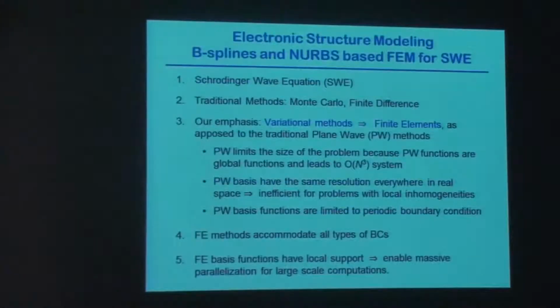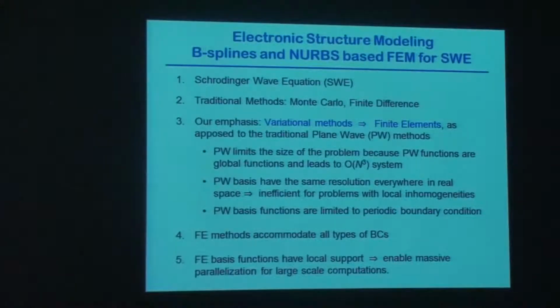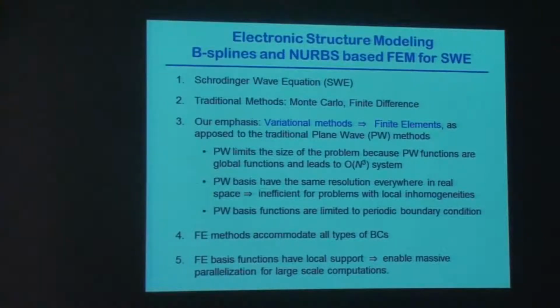Now, with this in hand, let's take a look at the other part of the story, the electronic structure modeling. In electronic structure modeling, we'll be looking at the self-consistent solution of the Schrödinger wave equation, which is again a quantum mechanical equation. And traditional techniques that have been used for solving this Schrödinger wave equation rely on Monte Carlo simulations or finite difference type methods. Our objective again is to develop variational methods. Variational methods have mathematical structures, and we can say a lot of good things about them. And I will show some numerical results in that context as well.